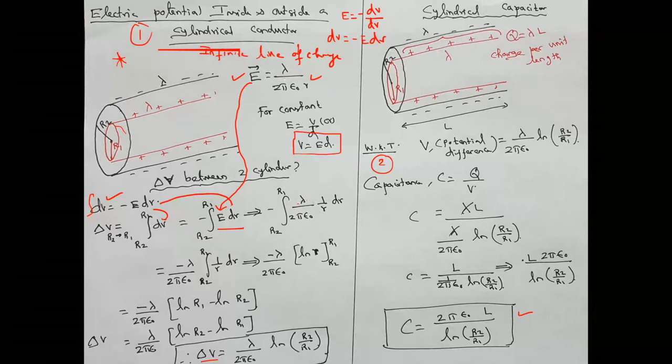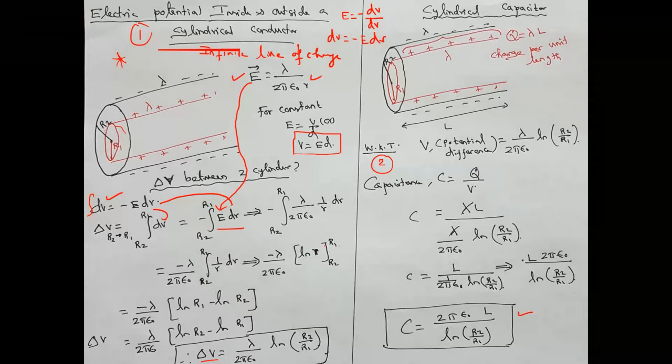So I am going to move all the constant terms outside. What are the constant terms you have? The negative, I take it outside. Lambda is a constant. 2 pi epsilon naught is a constant. So I take all the constants outside. But what am I going to integrate? I am going to integrate only 1 over R multiplied by dr. And my limits extend from R2 to R1, because R2 is the outer layer radius and R1 is the inner layer radius. When you integrate 1 over R dr, you will get natural log of R.